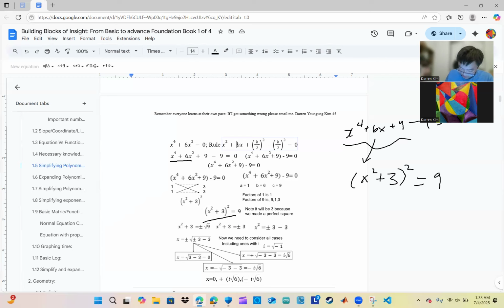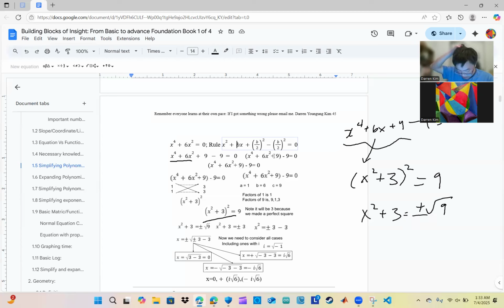You're going to have to do the plus and minus square root rule, which gives you x squared plus 3. And you can do the square root because this is just a number and this is a parenthesis, so you can just do it that way. Now, this is equal.